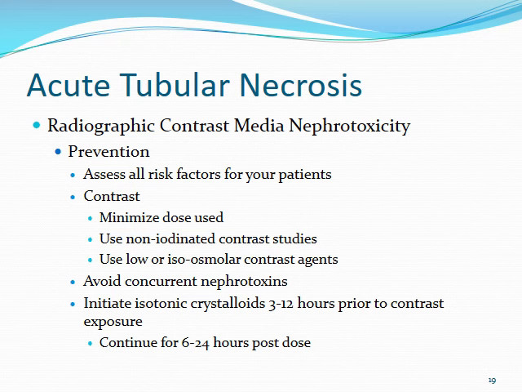And then utilize either low or isoosmolar contrast agents, of which there are more plentiful nowadays, and that's led to a big decrease in the incidence of this. And then also using non-iodinated contrast studies. And then obviously avoid concurrent nephrotoxins. This would be a big thing where you want to avoid things like metformin, because again, if you do have occurrence of contrast-induced nephropathy, you're going to be seeing a big increase in your accumulation of metformin, which can be an issue. And if you can, try to avoid any other nephrotoxins at the same time.